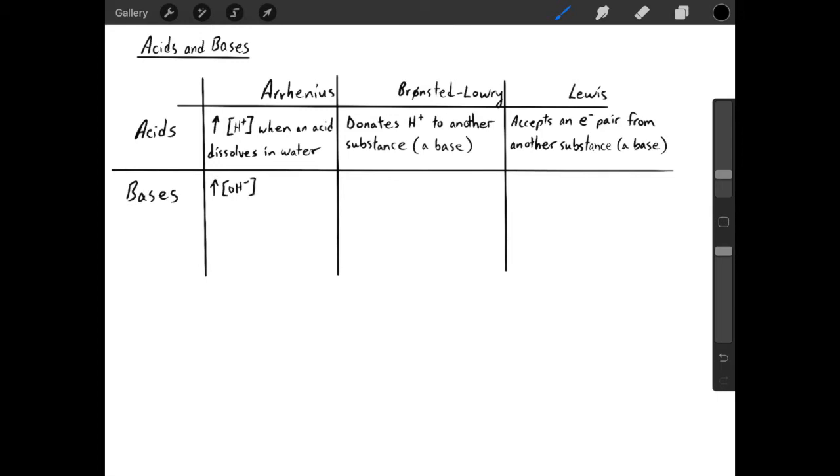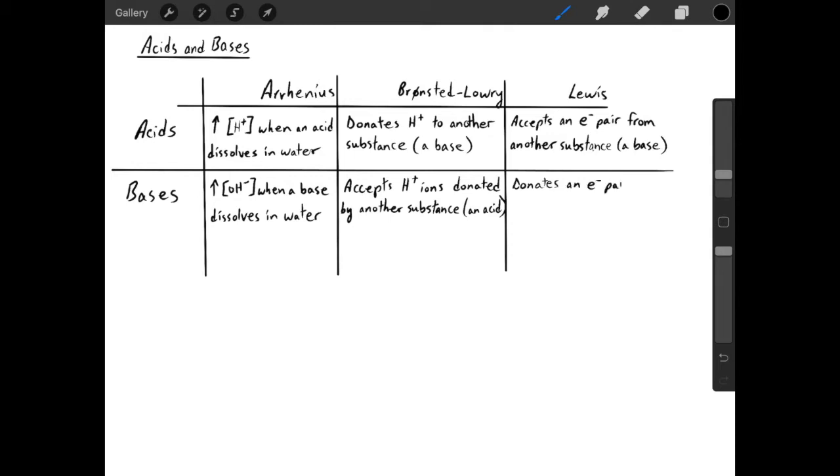An Arrhenius base is going to increase the hydroxide ion concentration when dissolved in water. Under the Bronsted-Lowry model, a base is a material that accepts H+ ions that are donated by another substance. And finally, a Lewis base is something that donates an electron pair to another substance. So now we'll look at examples for each of the different models, and we'll start with the Arrhenius model.